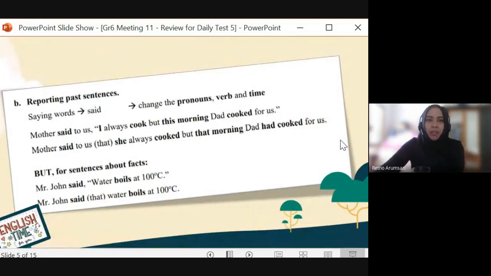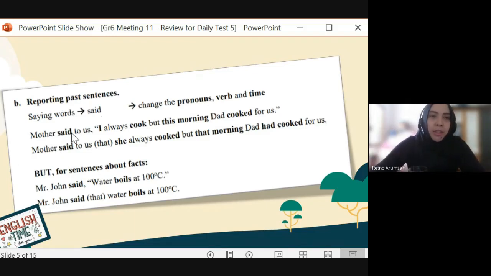Now, what about this? Reporting past sentences. What you see in the direct speech is the saying word said. If you see said, it means that you have to change 3 things. First, you need to change the pronouns, then you need to change the verb, and then you need to change the time. Now let's use our previous example.